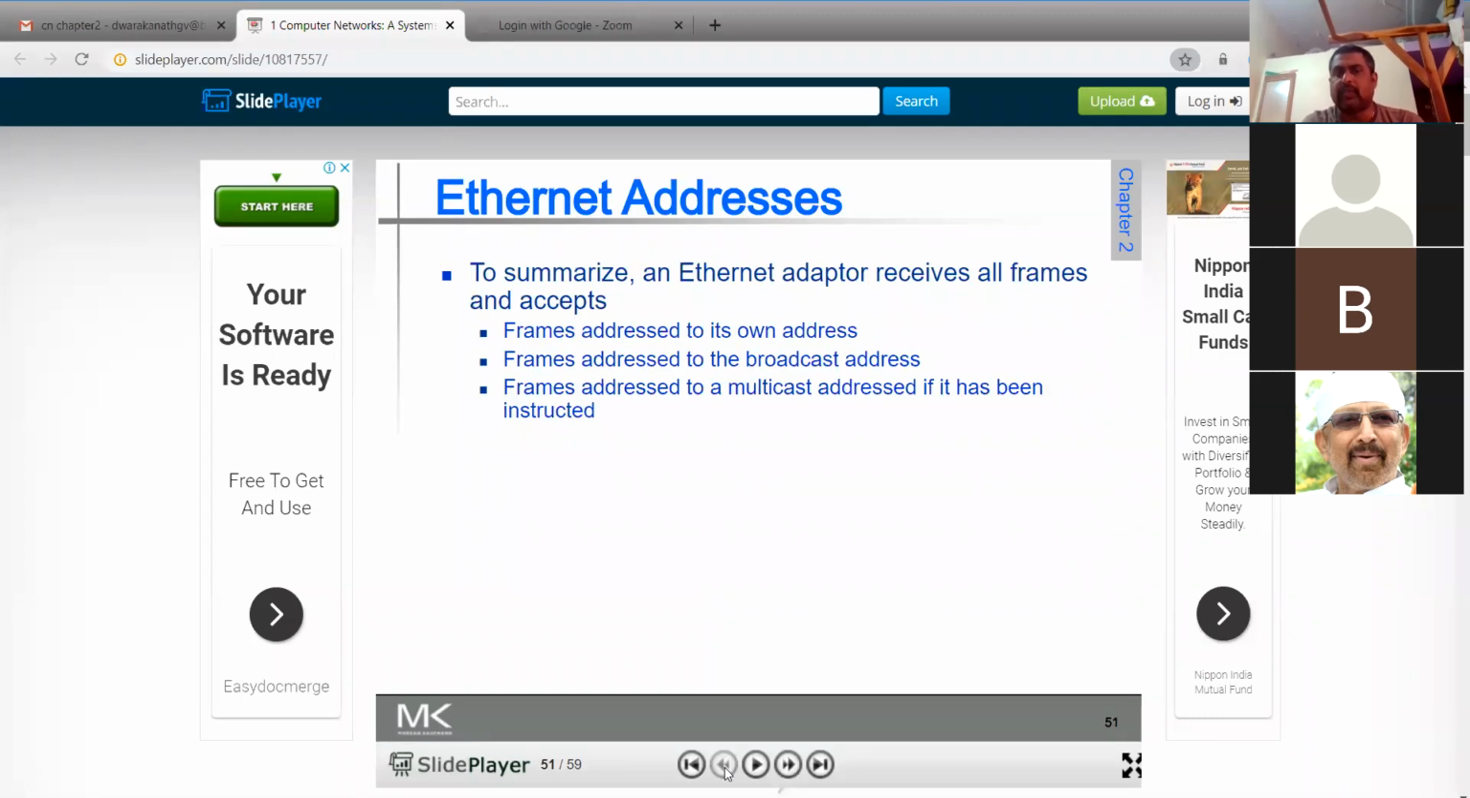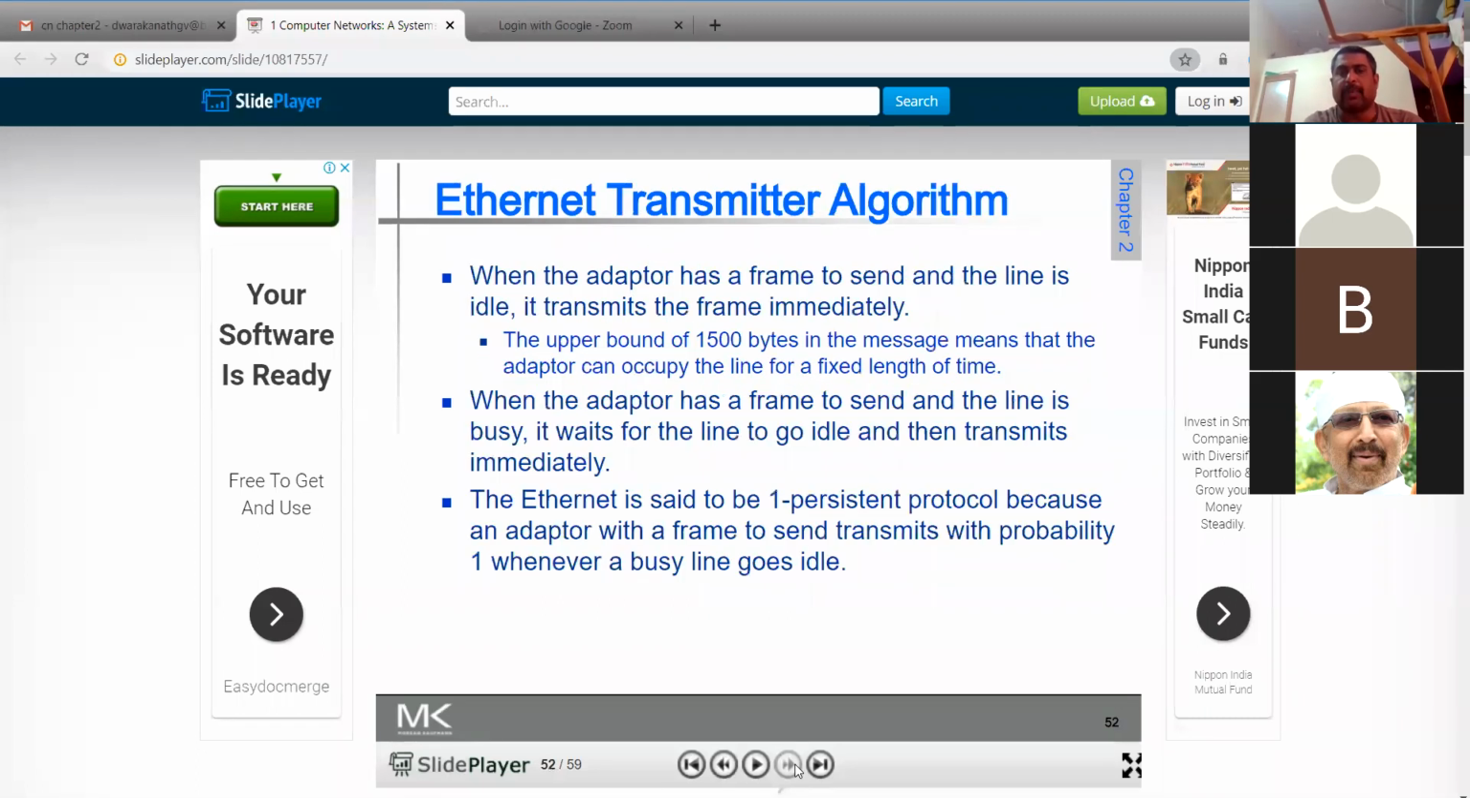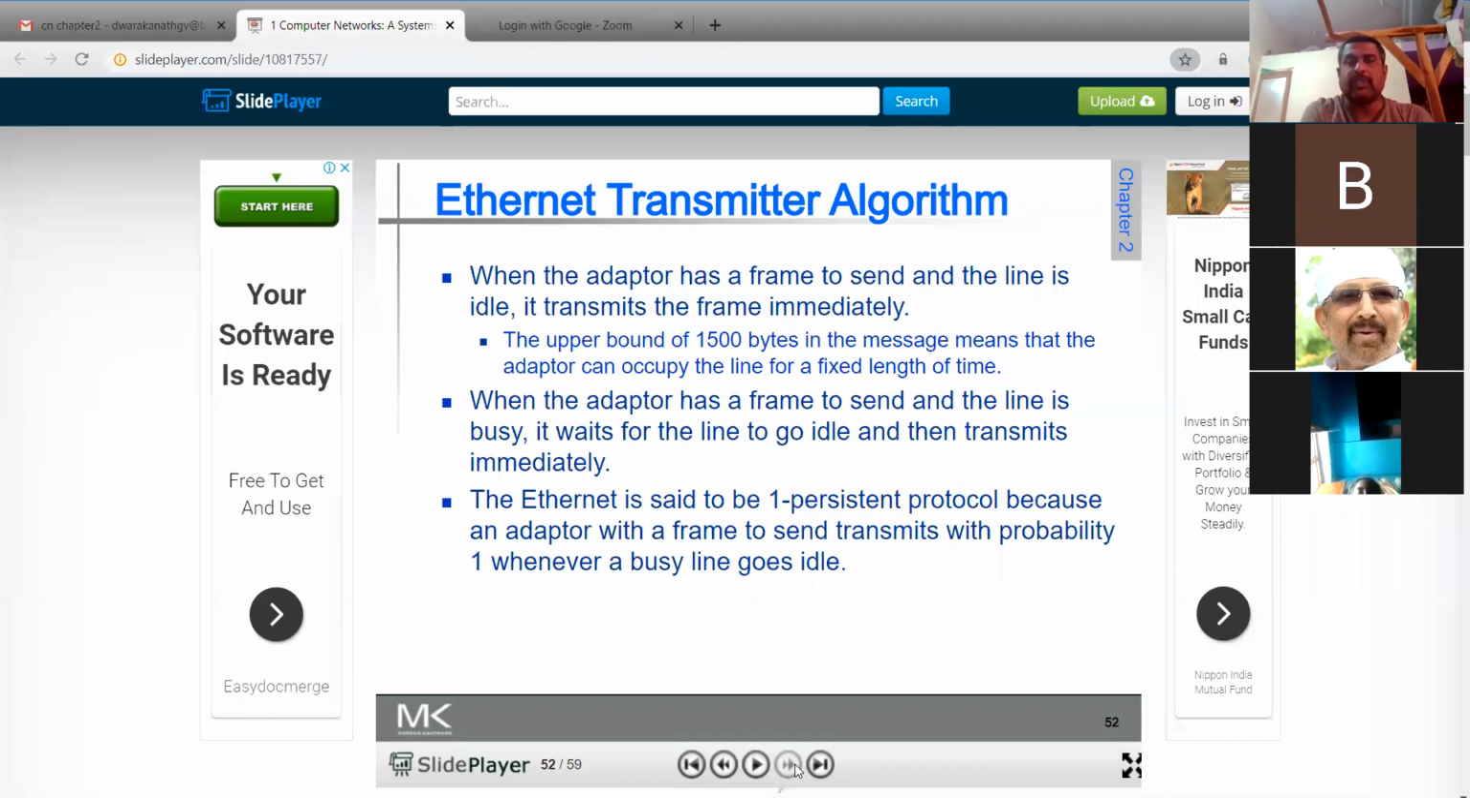So these things which we have discussed in the last class, now we will step into today's lesson, that is the Ethernet transmitter algorithm. Now we are going to see how the transmission of a frame will be done in an Ethernet adapter, and how the algorithm is going to work in an adapter.